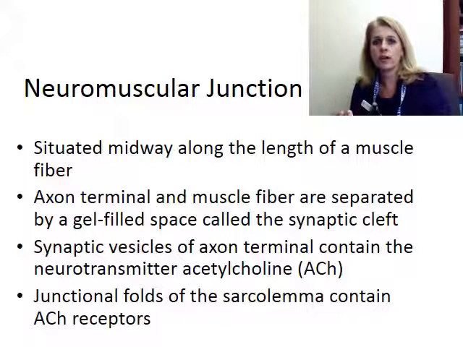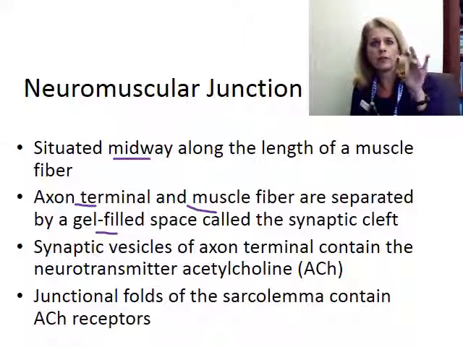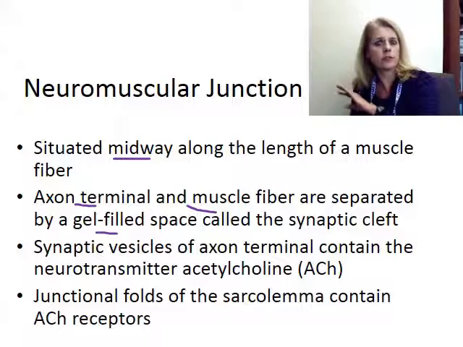Okay, so we have the neuromuscular junction. And the neuromuscular junction is going to be about halfway down the length of a muscle fiber, or a muscle cell. And remember, this is where your synapse is. So you have an axon terminal, you have a muscle fiber, and between the two you have a synaptic cleft. It's filled with gel, which allows your neurotransmitter to float across from the neuron to the muscle to cause an effect. So in your axon terminal, you have synaptic vesicles that contain your neurotransmitter.